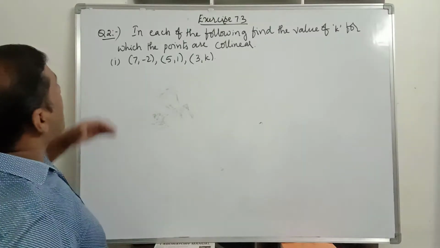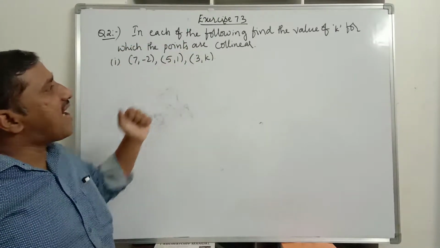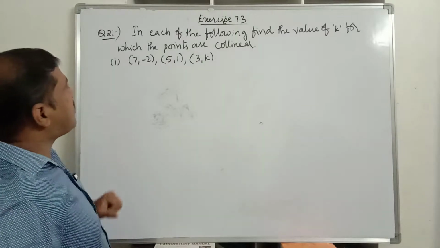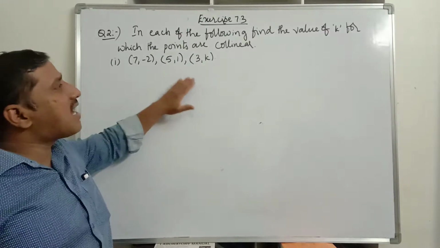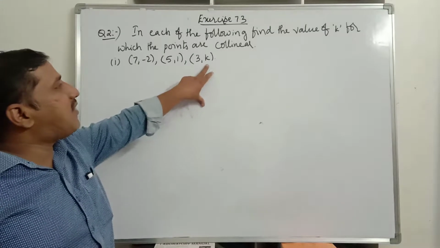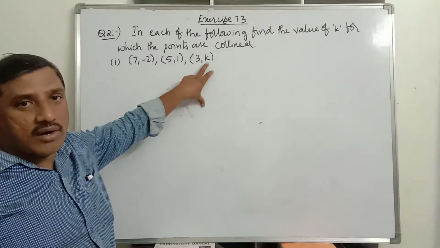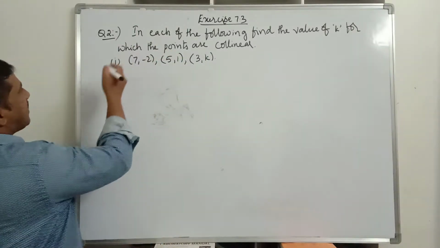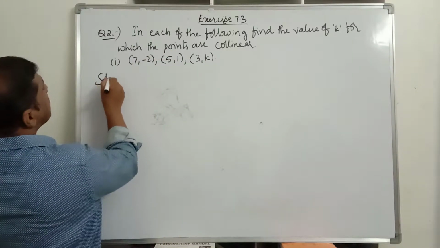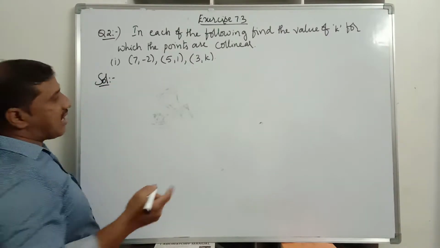Here it is given: in each of the following, find the value of k for which the points are collinear. So three points are given, they are collinear points, and we have to find the value of k, that is the unknown coordinate. You can find it by using the area of triangle formula.